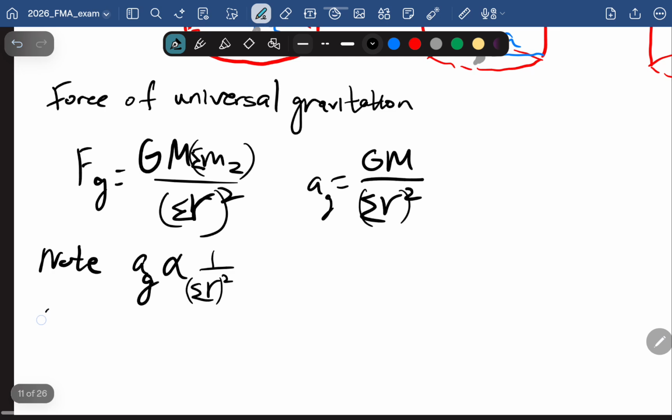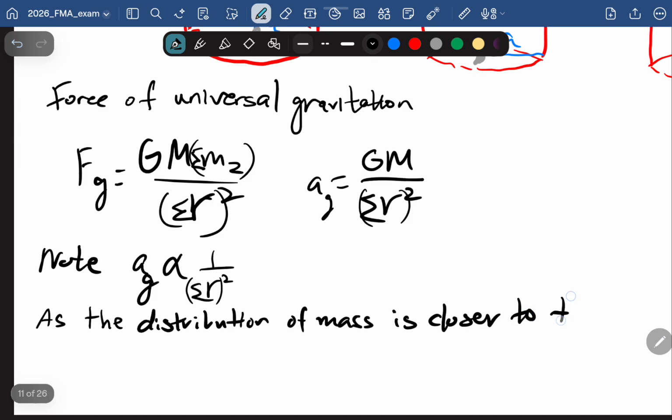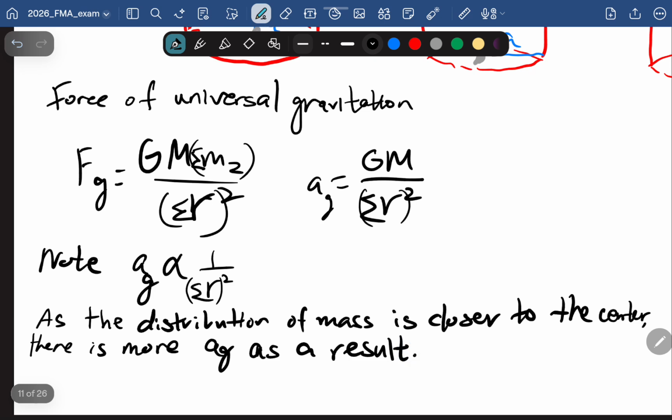So as r decreases, meaning the solid is more closely packed, as the distribution of mass, it's kind of similar to the concept of moment of inertia, right? Is closer to the center, there is more acceleration as a result.